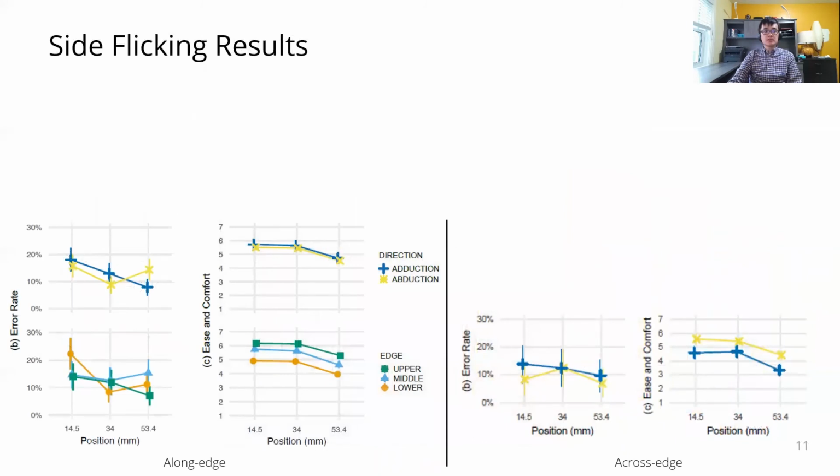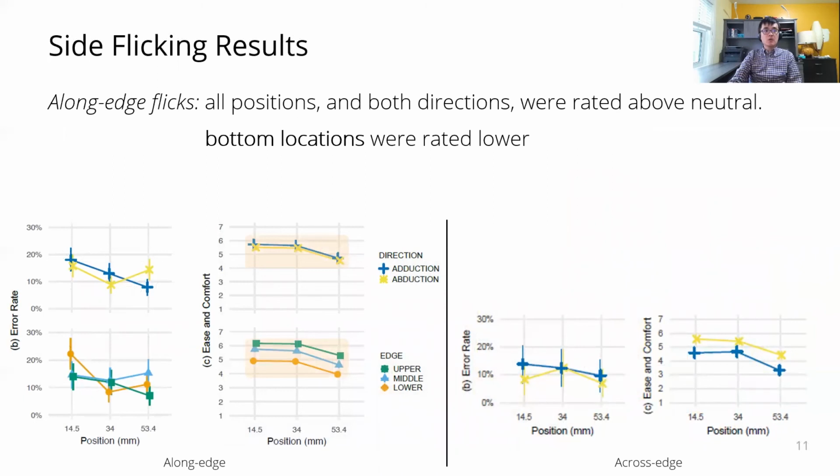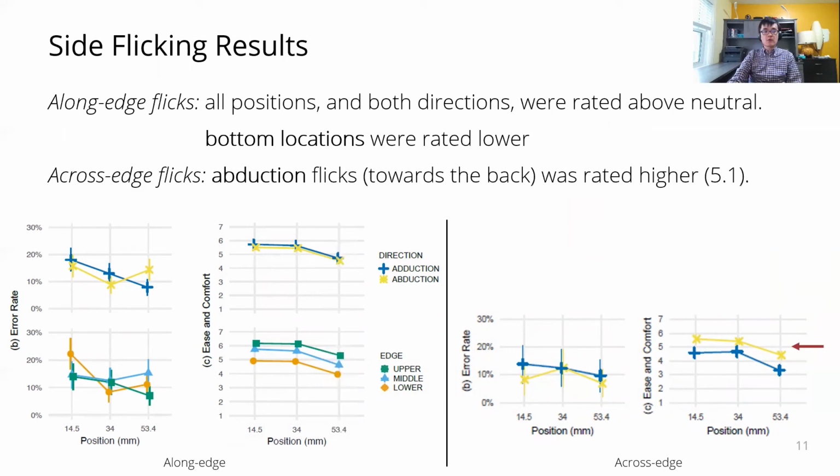The following figures show the results of side flicking. For along-edge flicks, all gestures were rated above neutral. However, the bottom locations were rated lower, likely because the thumb needs to be bent to reach bottom positions. For across-edge flicks, abduction flicks have a higher score since they are steadier than the other direction.